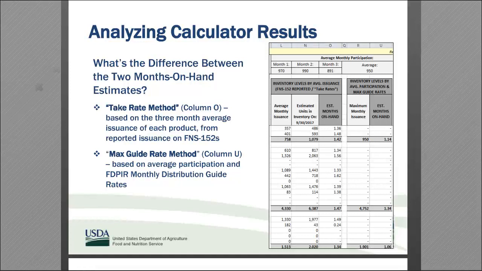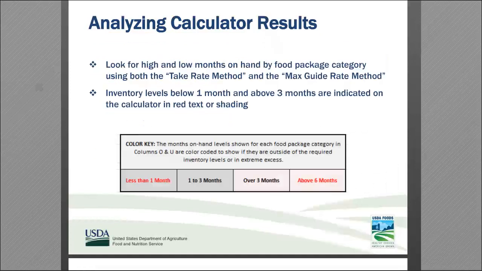Many participants choose not to take the full amount in every food package category, so the take rate method will often show a higher months-on-hand estimate than the max guide rate method. The max guide rate method is based on average participation over the 3-month period in the FDPIR monthly distribution guide rates. It is found in column U of the inventory calculator. This is the maximum that an ITO could distribute in 1 month given average participation. This tends to be less accurate than the take rate method, but it's a good conservative estimate of how much food could be distributed in 1 month. When analyzing the calculator, it is helpful to look at both of these estimates.